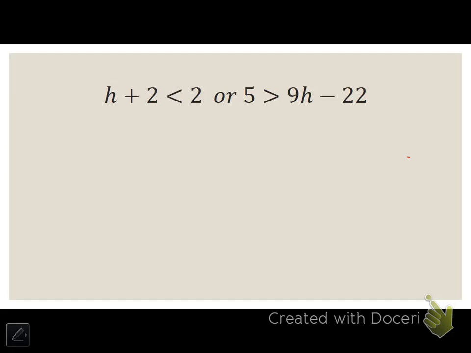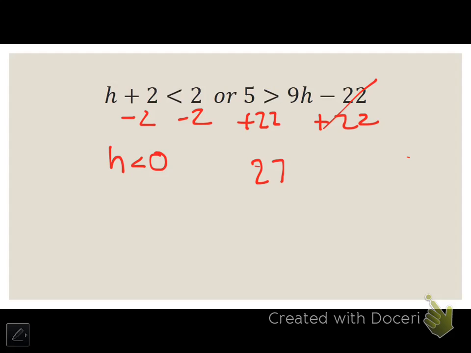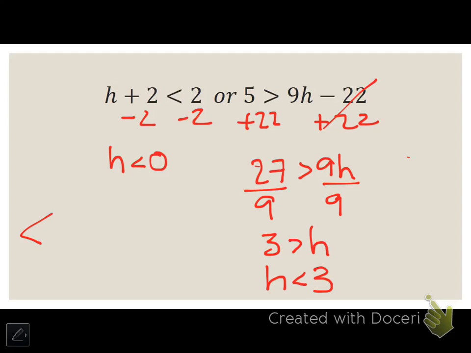Okay, so this one we need to solve for h. So first we're going to subtract 2 from both sides. 2 minus 2 is 0. Okay, add 22 to get rid of it. You have to do the things not attached to h first. And then divide by 9. So we get 3 is greater than h. Well, we always want h on the left side, so since it's eating 3, we got to keep eating 3.